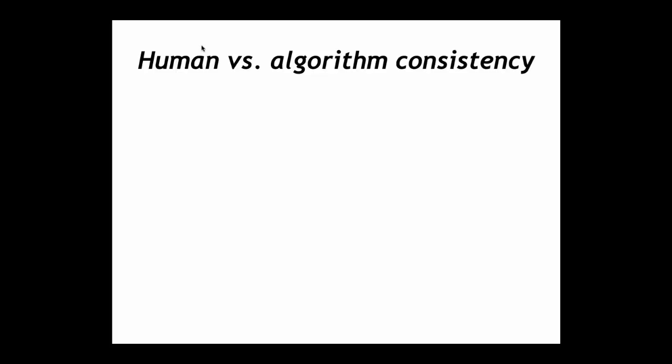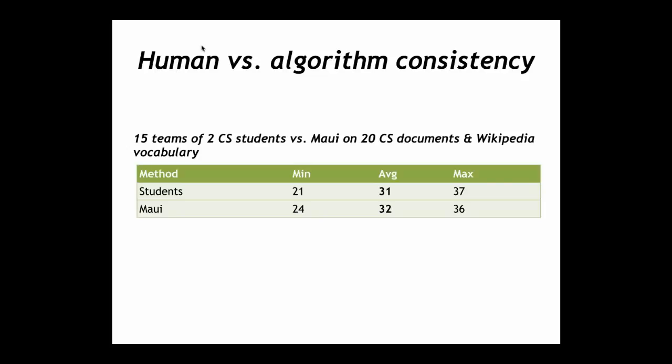So how does the algorithm compare to this? The algorithm is called the Maui algorithm, by the way. So we can throw it into the mix in a similar experiment. What you can see here is the results of a study that the team did, where they asked computer science students to assign keywords to a number of computer science documents.